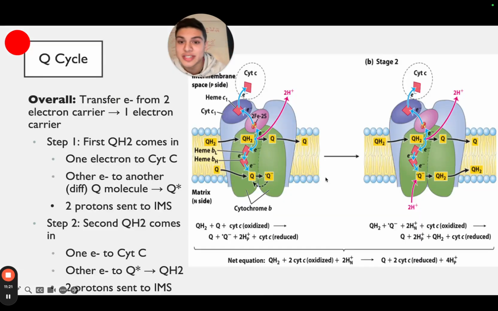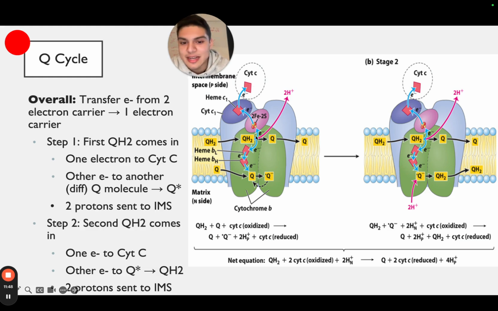So we'll go into the Q cycle now, and I'll explain this much more slowly. I know I've been talking fast. That's because the other stuff is a very brief overview. So what we're doing with the Q cycle, again, remember, we're in complex 3. We are trying to transfer electrons from a 2 electron carrier to a 1 electron carrier. So we know cytochrome C here can only hold 1 electron. It cannot hold 2. So we have run into an issue of this holding 2 and this can only hold 1.